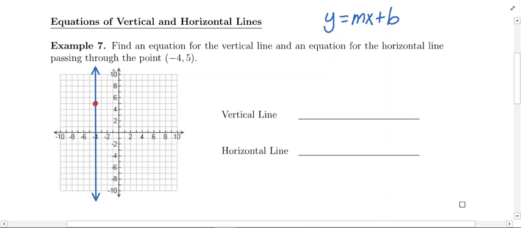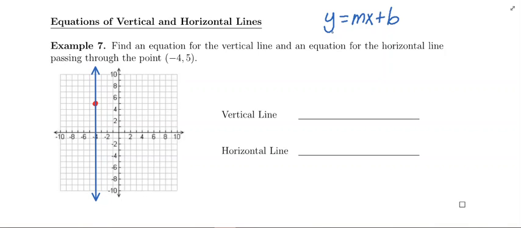Now here's the problem. If you're thinking it should be y equals mx plus b, remember, you're going to have to plug in a number for m. Well, this is a vertical line, and vertical lines have no slope. They have undefined slope. So what do you plug in for m? It doesn't work. You actually cannot use y equals mx plus b, so we're going to have to do something different.